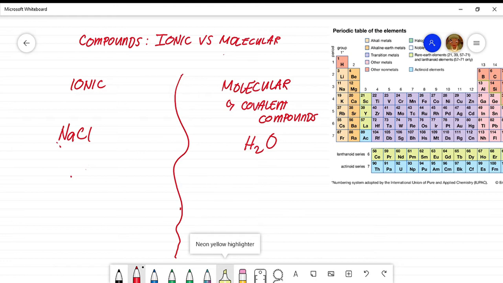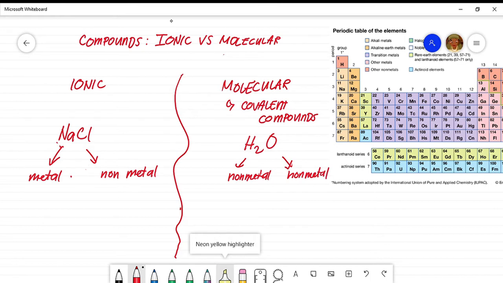So an easy way to differentiate between ionic and molecular compound is to determine its type. What type of element is Na or sodium? This one is a metal. And of course, Cl is a non-metal. For a molecular or covalent compound, hydrogen is a non-metal, and oxygen is also a non-metal.